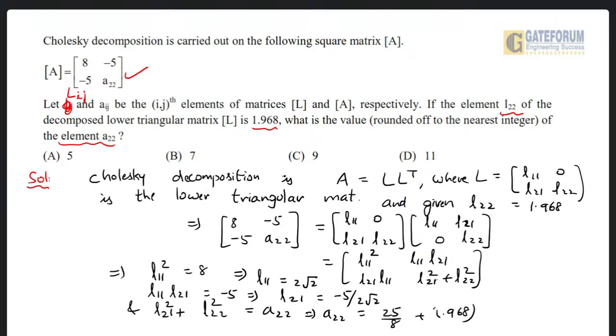1.968 whole square. So L21 over L11 is 2 root 2, L21 value this square 25 by 8, and L22 already given 1.968. So this is approximately, nearest integer is 7. So the answer is 7. Accordingly, the option is B. This is the end of the question.